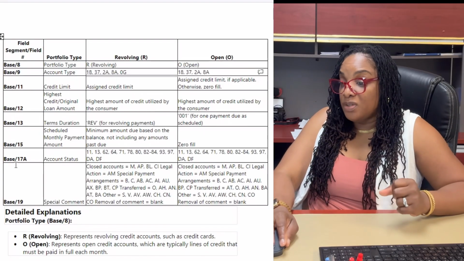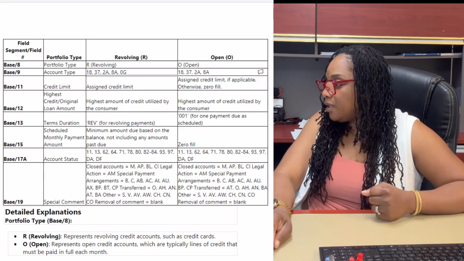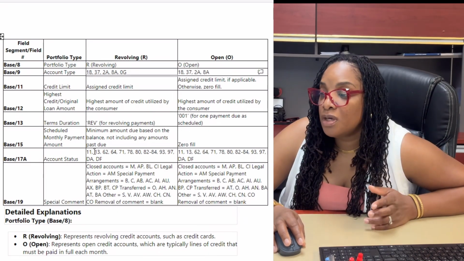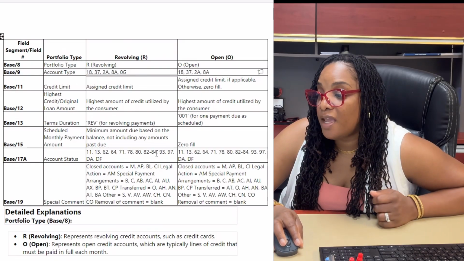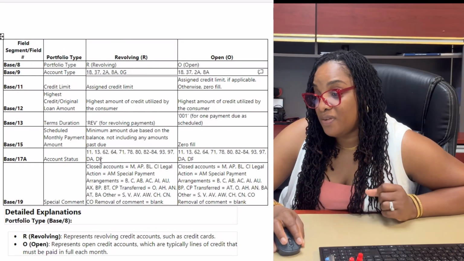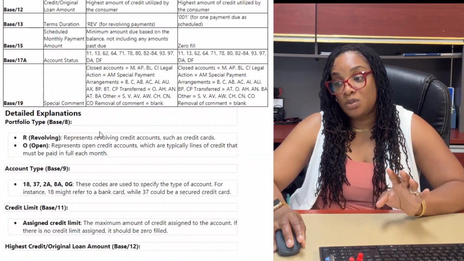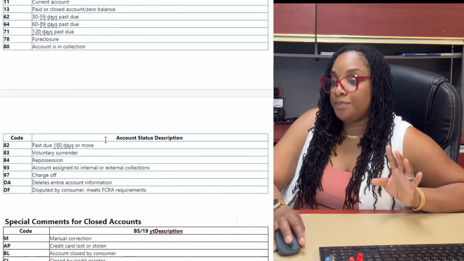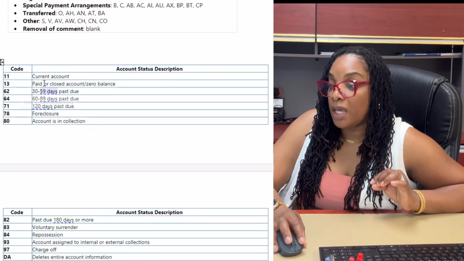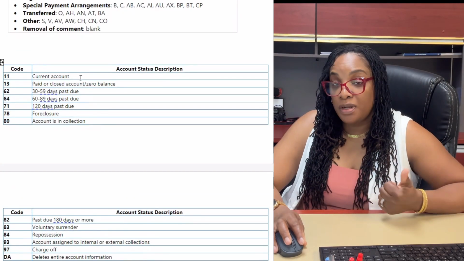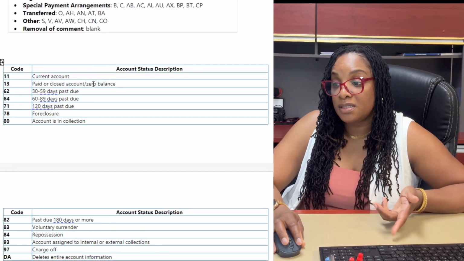So base segment field 17A, account status. This is a good one here. Account status, you have codes 11, 13, 62, 64, 71, 78, 80, 82, 84, 93, 97, DA, and DF. So I want to break down what those codes mean. Okay, so 11 means current account. 13 means paid or closed account, zero balance.